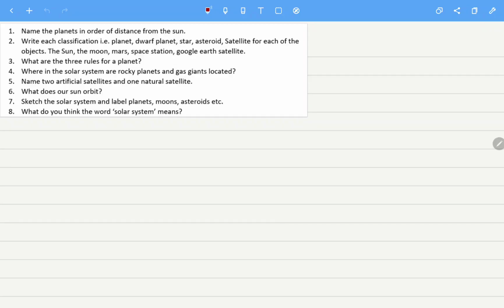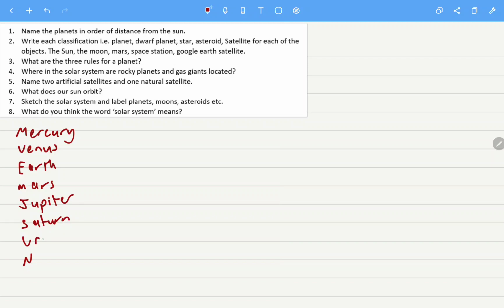So first one, name the planets in order of distance from the sun. So that's just going to be Mercury, Venus. So my very easy method, which speeds up naming planets, obviously not done. So Mercury, Venus, Earth, Mars, Jupiter, Saturn, Uranus, Neptune.